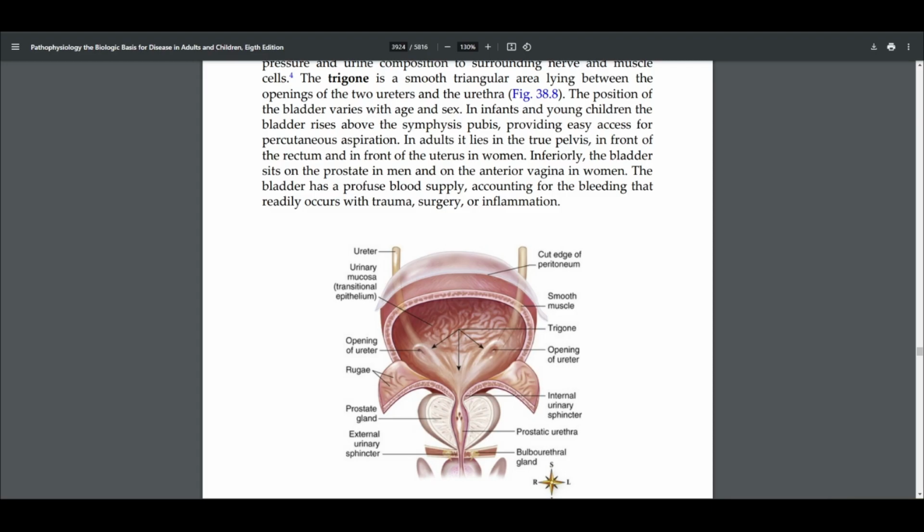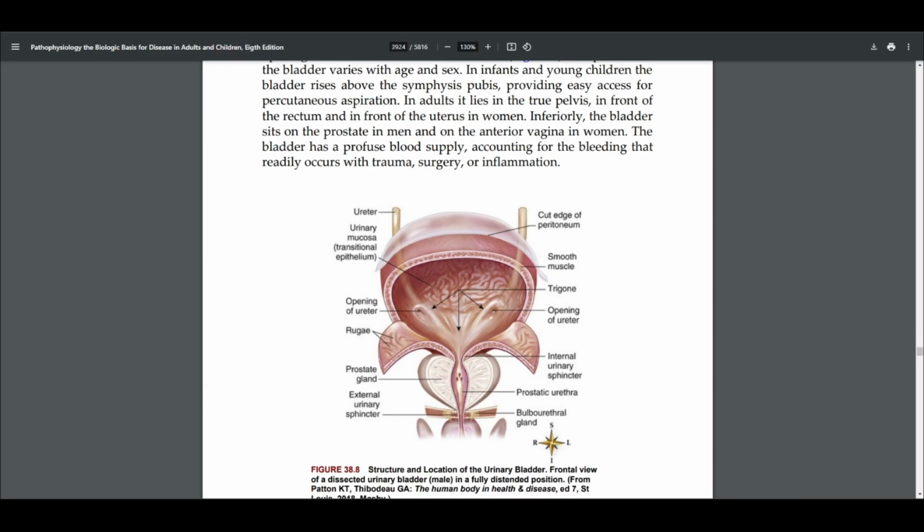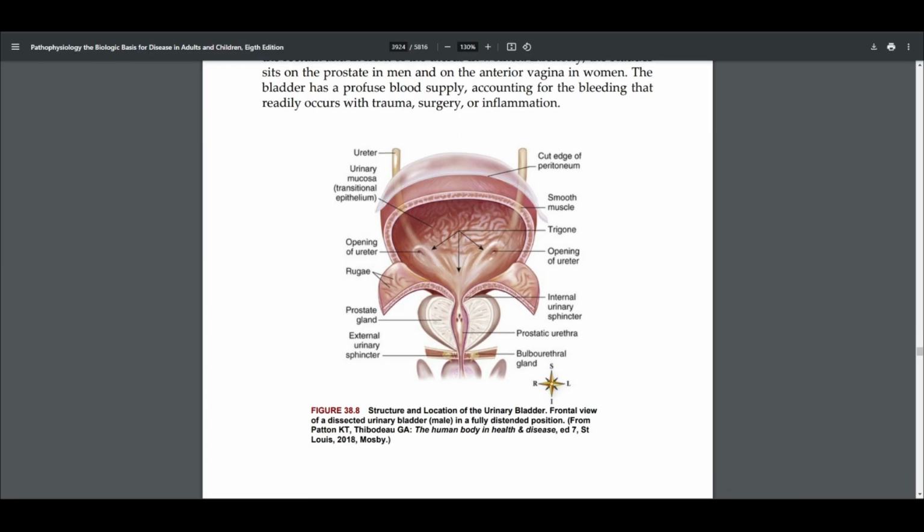The position of the bladder varies by age and sex. In infants and young children, the bladder rises above the symphysis pubis, providing easy access for percutaneous aspiration. In adults, it lies in the true pelvis, in front of the rectum and in front of the uterus in women. Inferiorly, the bladder sits on the prostate in men and on the anterior vagina in women. The bladder has a profuse blood supply, accounting for the bleeding that readily occurs with trauma, surgery, or inflammation.